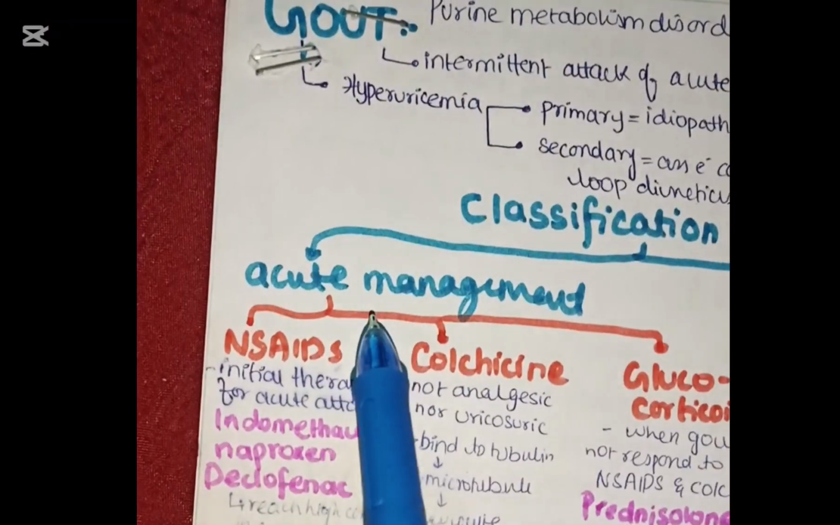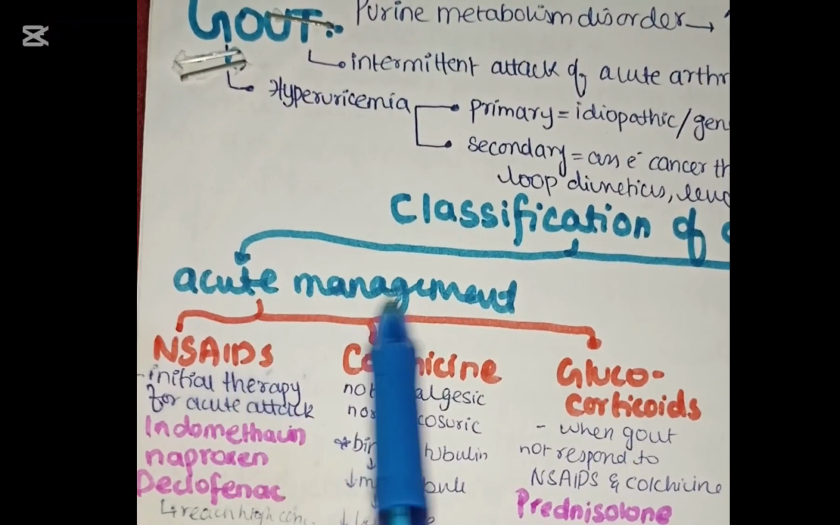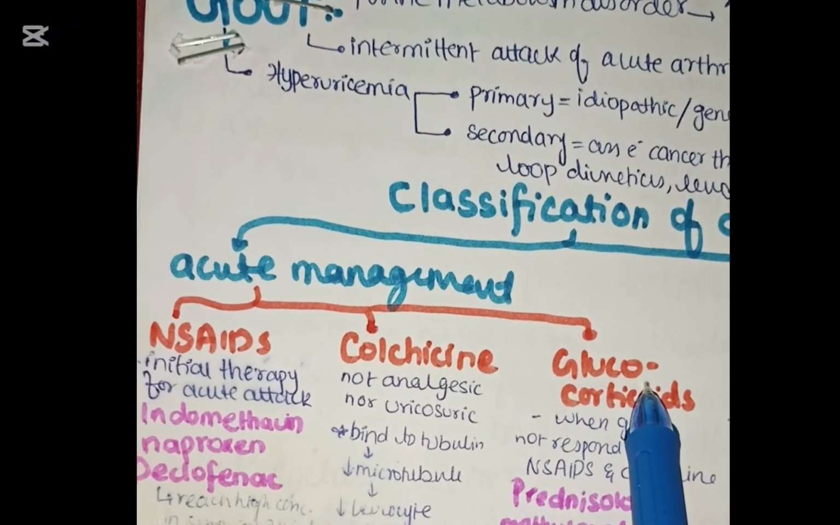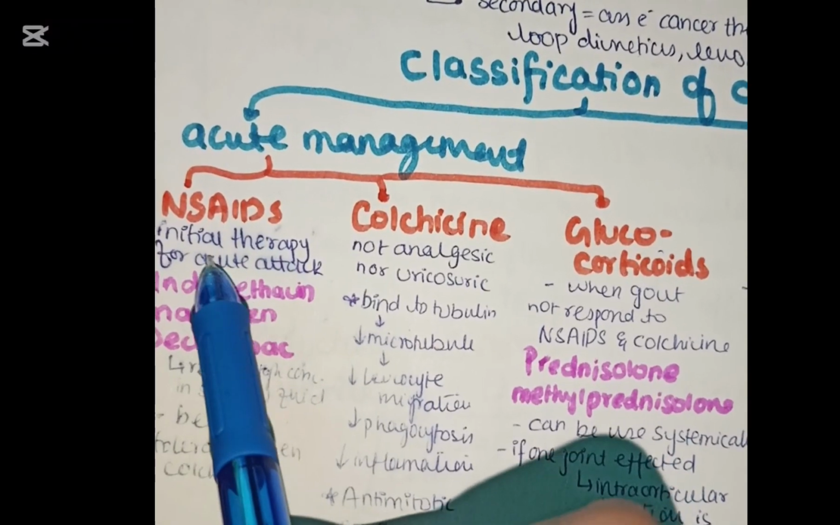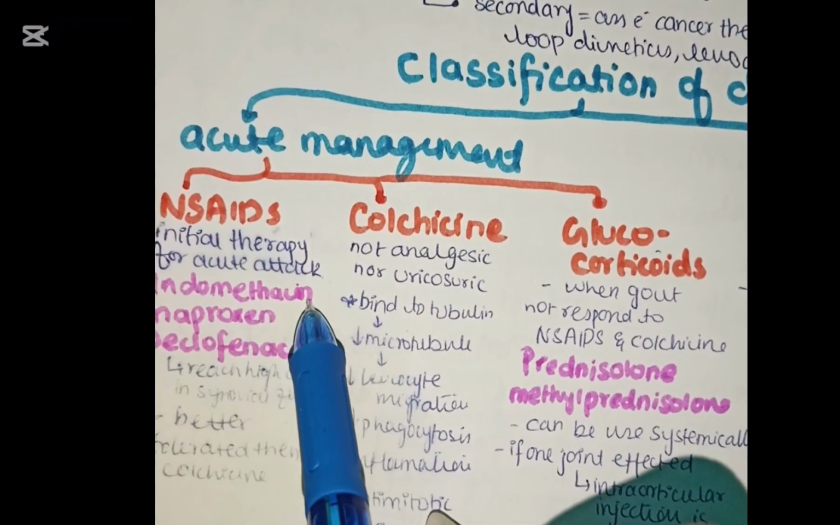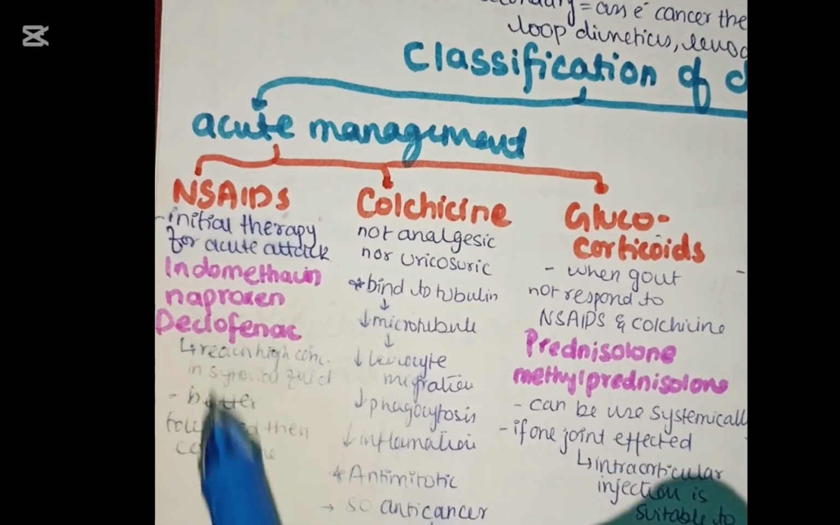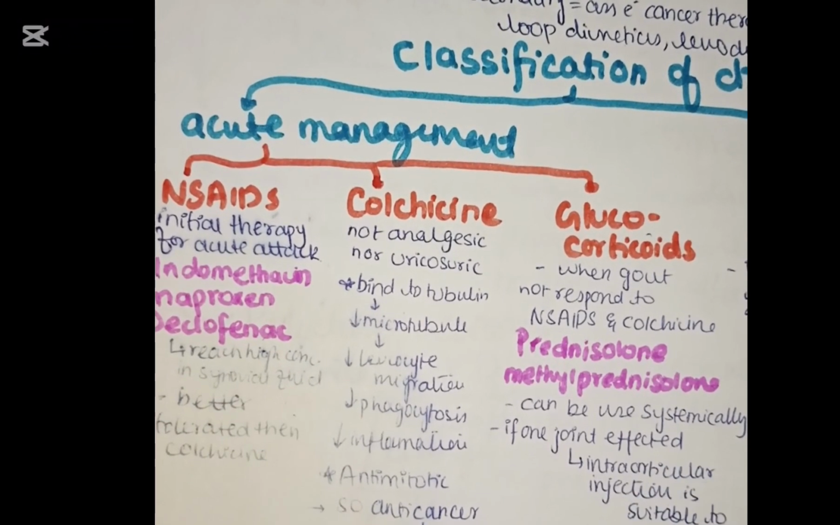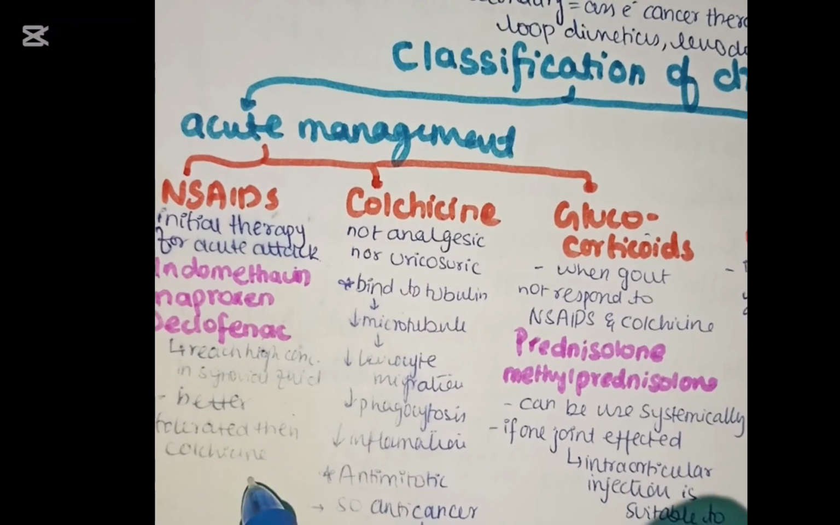First comes the acute management of gout that includes three main classes of drugs: NSAIDs, colchicine, and glucocorticoids. NSAIDs are used as initial therapy for acute attack. It includes indomethacin, naproxen, diclofenac. Diclofenac reaches high concentration in synovial fluid. These are better tolerated as compared to colchicine.